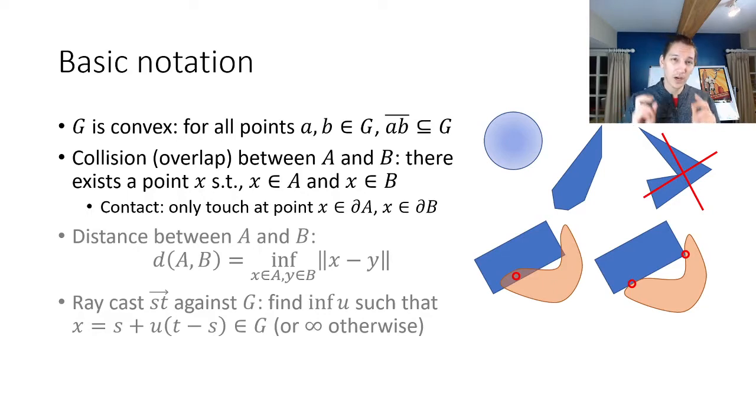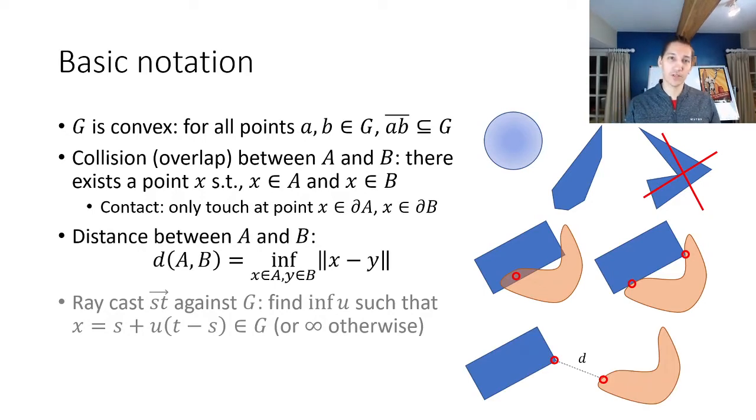There's also the term contact, which is sometimes confused with collision. Contact occurs when there is a point of intersection that only lies on the surface of the two objects. The illustration on the right shows contact, which is also collision, but the collision on the left is not contact because the two objects overlap with some volume.